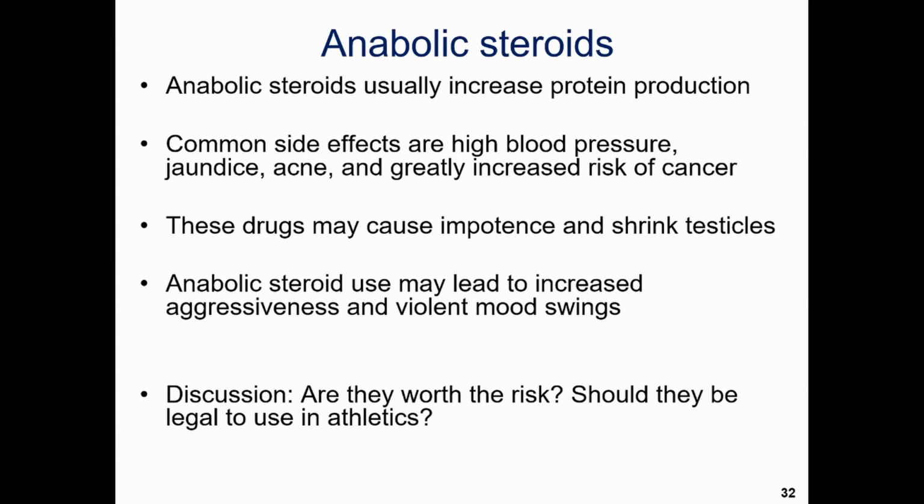Sometimes though, people like to go a little too far with it, and that's where we get into anabolic steroids. Now, anabolic steroids, this is something a person would take to abnormally increase their protein production above what they would normally develop. There are problems with anabolic steroids. There are side effects, including high blood pressure, jaundice, which would mean your liver's not functioning properly, acne, and greater risk of cancers. So you're at a higher risk of developing a lot of cancers.